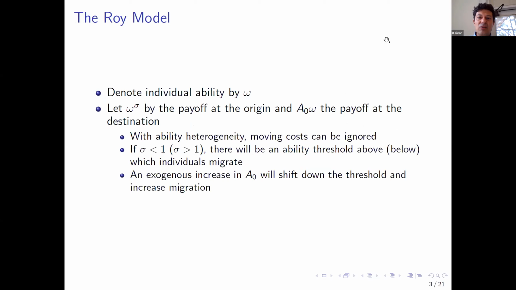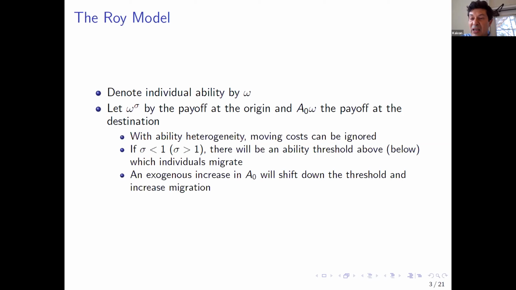To do that, let's denote individual ability by omega. Let the payoff at the origin be omega to the power of a parameter sigma. And let the payoff at the destination be a parameter A0 multiplied by omega, where you can think of A0 as reflecting the opportunities at the destination. Now, once you have ability heterogeneity, that's going to allow you to sort people on that dimension. And then you don't need moving costs. So in general, if you have some type of ability heterogeneity, you can shut down the moving costs.